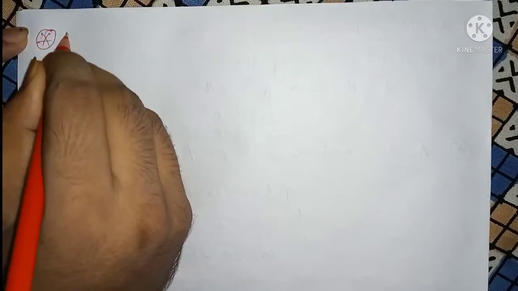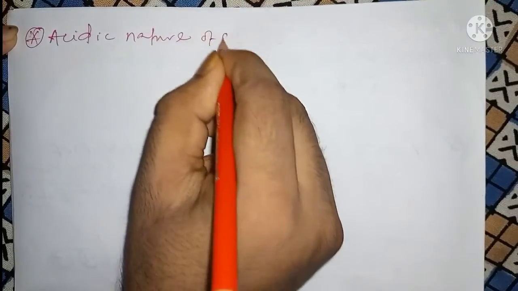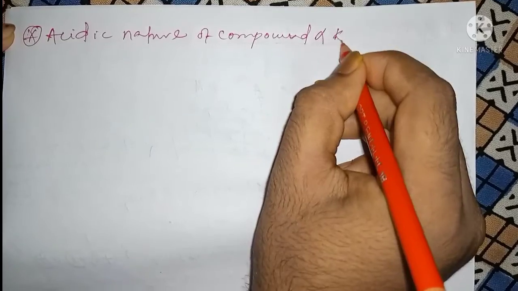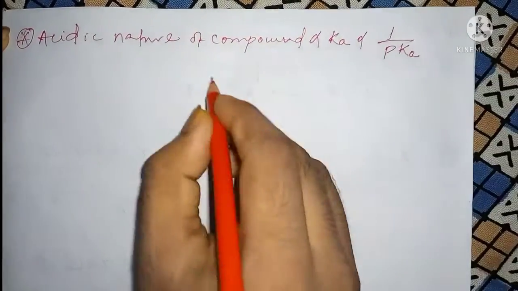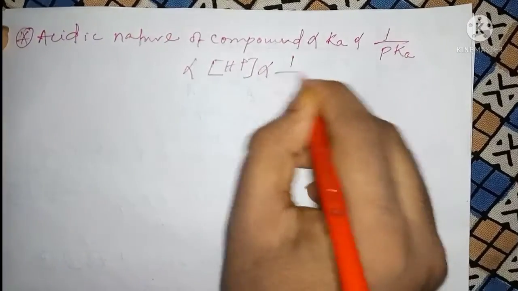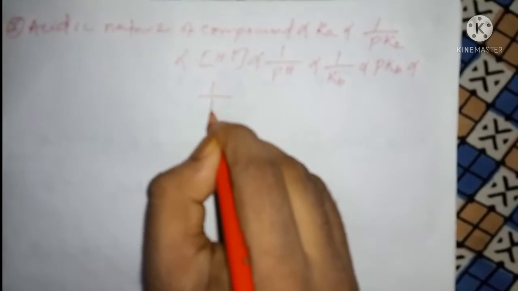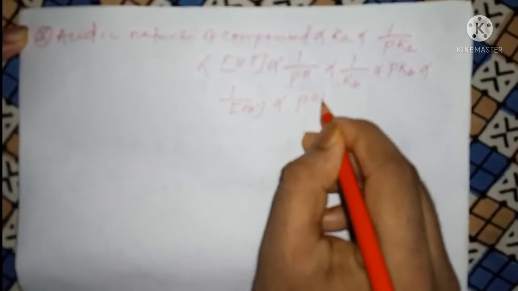Acidic nature of a compound is proportional to Ka, proportional to 1 by pKa, proportional to H plus concentration, proportional to 1 by pH, proportional to 1 by Kb, proportional to pKb, proportional to 1 by OH minus concentration, proportional to pOH.